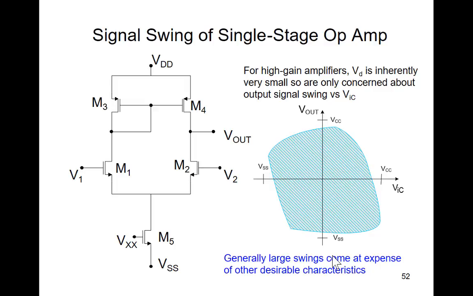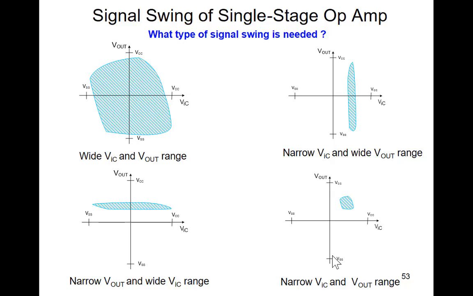Generally, large signal swings come at the expense of other desirable characteristics. So generally, if you try to design your circuit to have a large signal swing, something else will probably not be so good. If we have small signal swings, a lot of other characteristics may be better. So let's ask the question, what type of signal swing is needed? We know how to calculate it. Be careful what you ask for, because you may ask for things you don't need, and you may pay the price in performance for doing that.